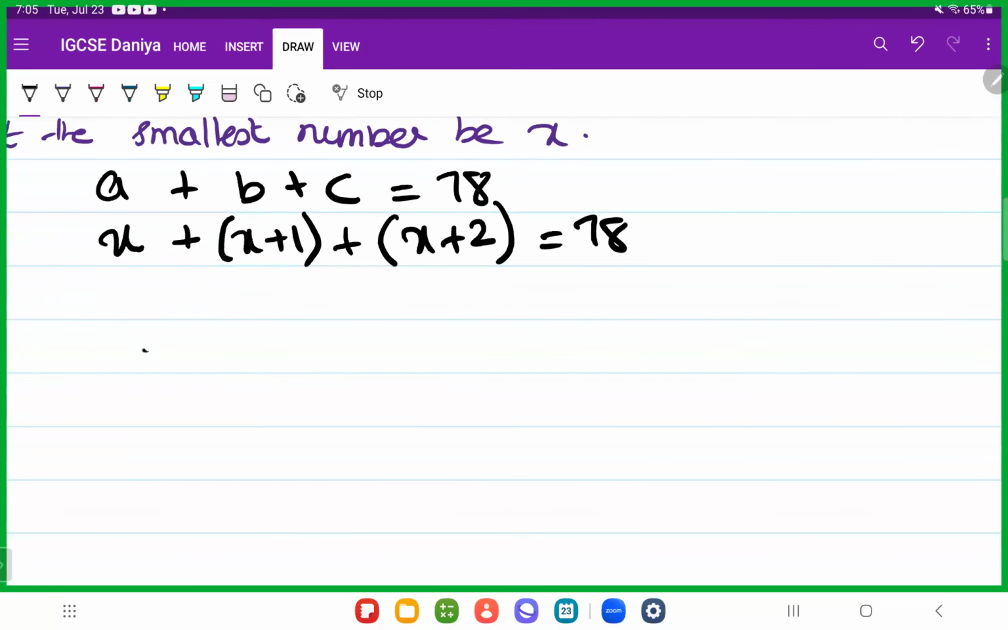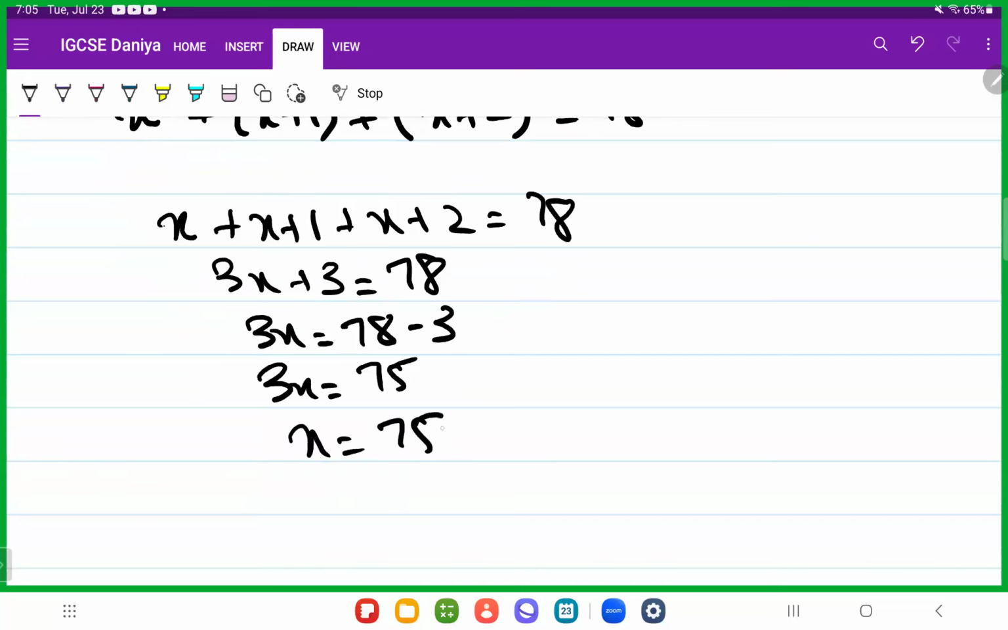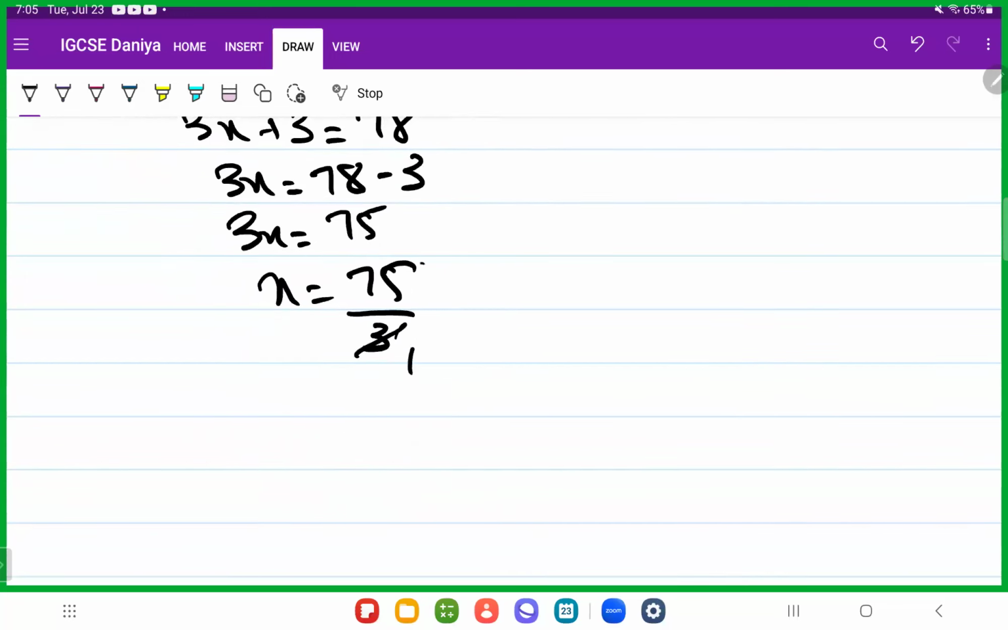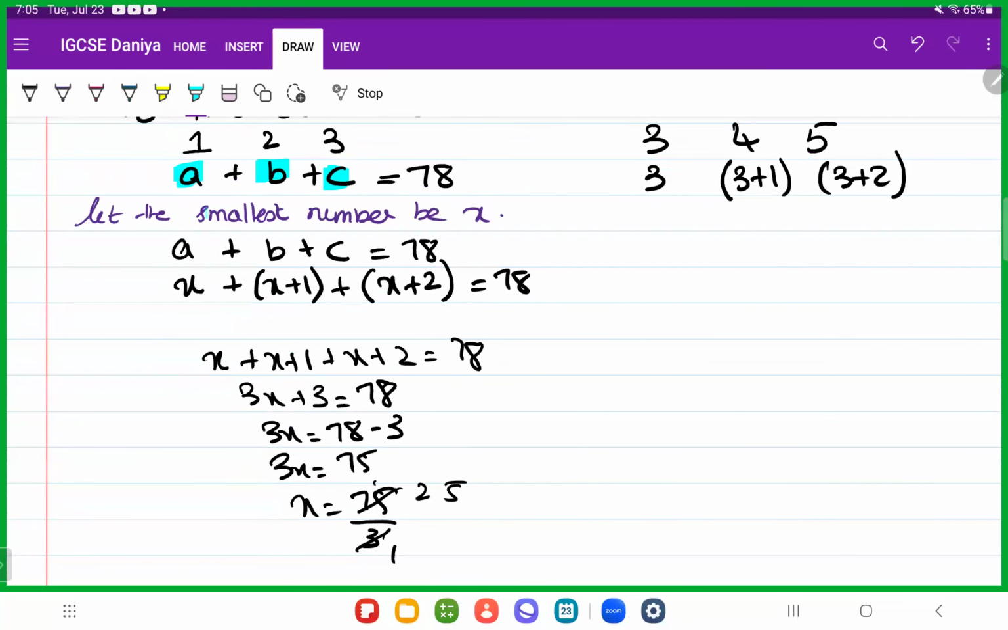So once you solve this linear equation, x plus x plus 1 plus x plus 2 is equal to 78. 3x plus 3 is equal to 78. 3x is equal to 78 minus 3. 3x is equal to 75. And x is equal to 75 upon 3, which is 25. What is this 25? It's A, yes, the first smallest number, right? So the consecutive numbers would be 25, 26, and 27.